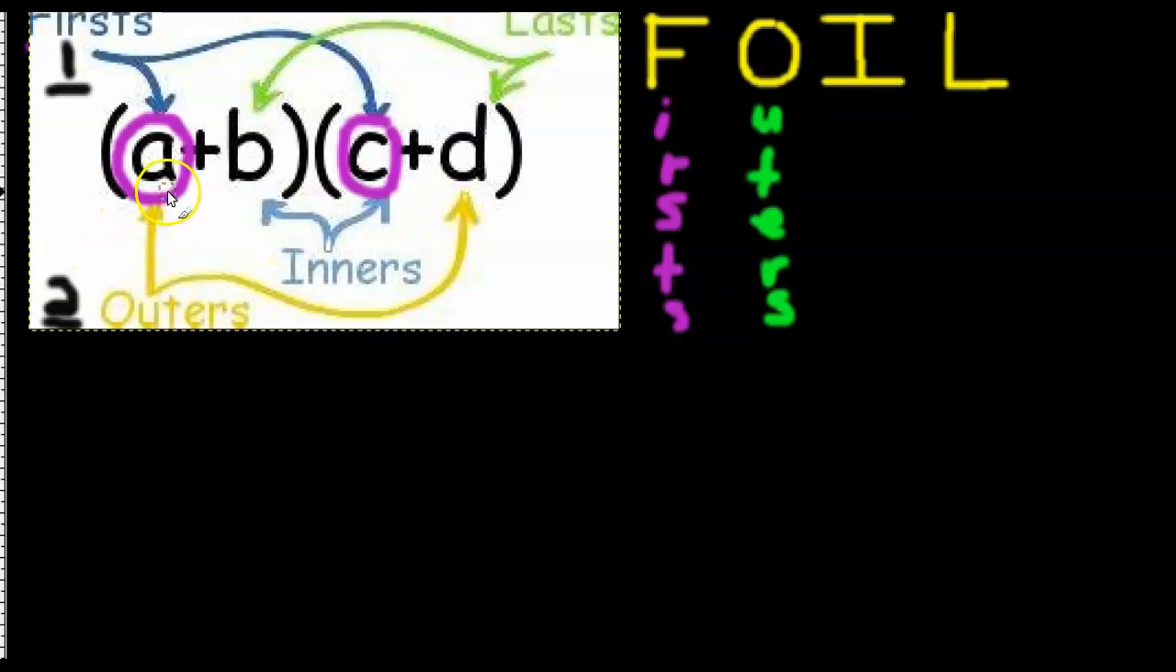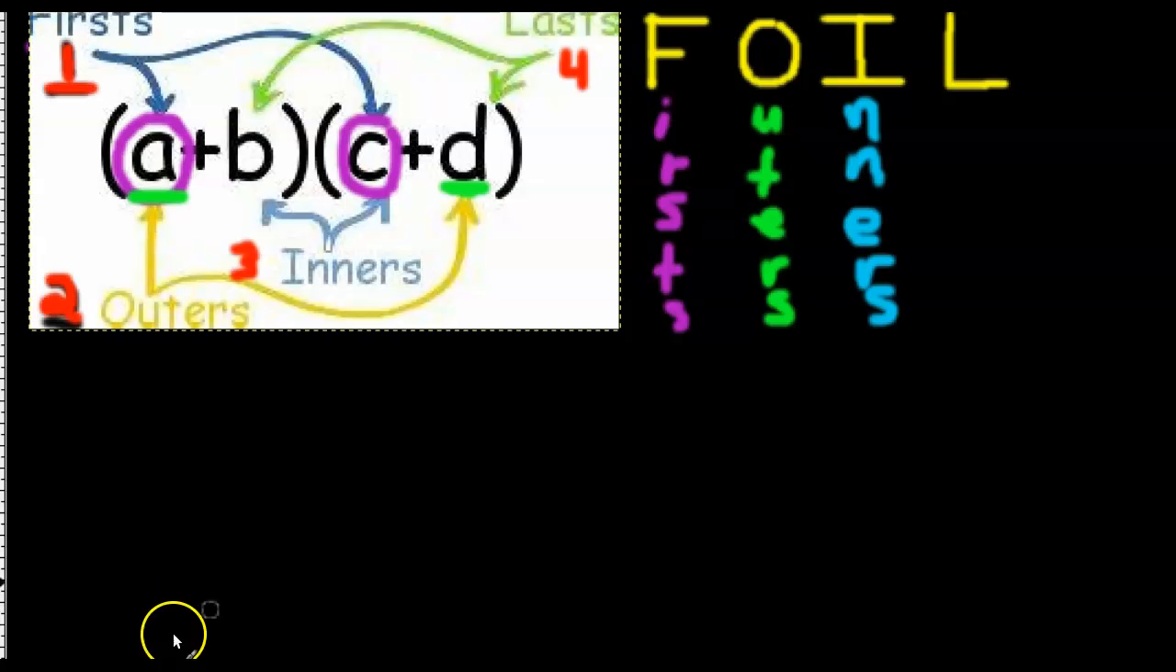Next, we're going to take this A right here. We're going to do the outers, that one with this one. That's our second one, outers. So first, this one and this one. Then the outers, that one with that one. Next we're going to do the inners. Here's the inners, look, the 2 inside ones. Then we'll do the last ones, the 2 last. So there's the last one of that group, and there's the last one of that group.